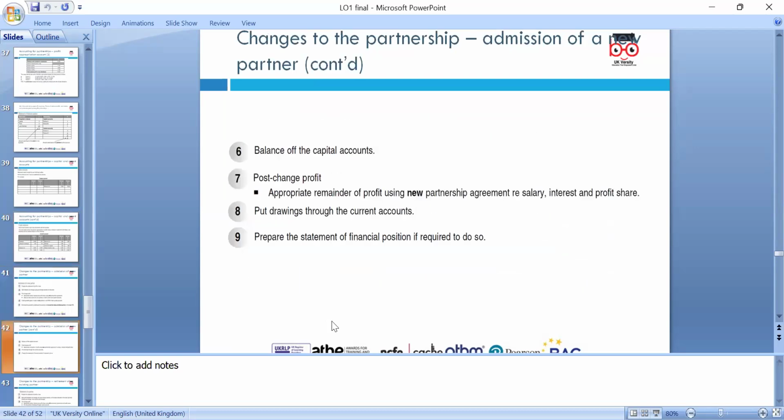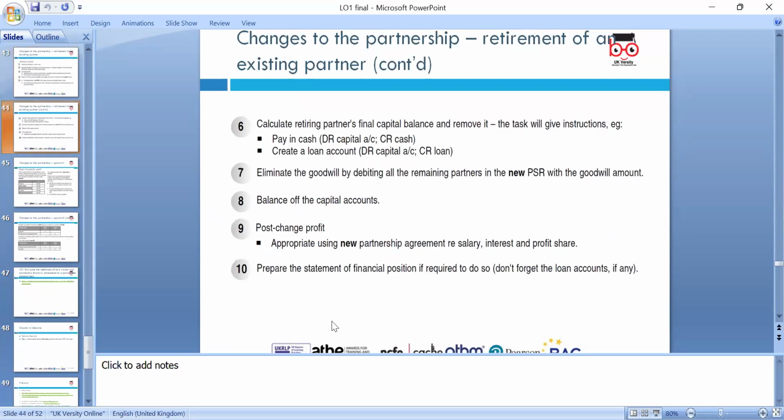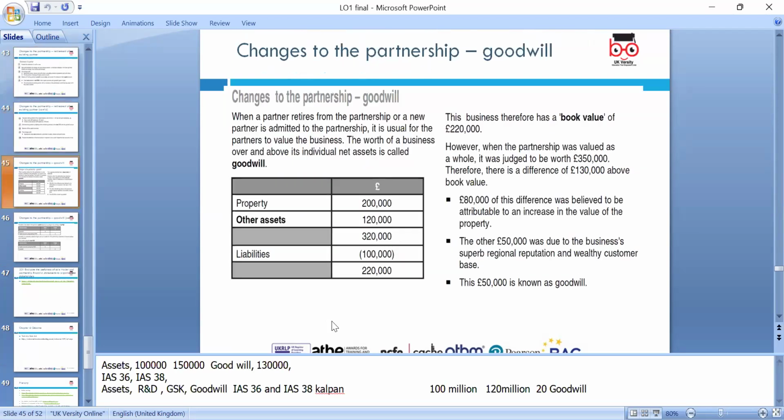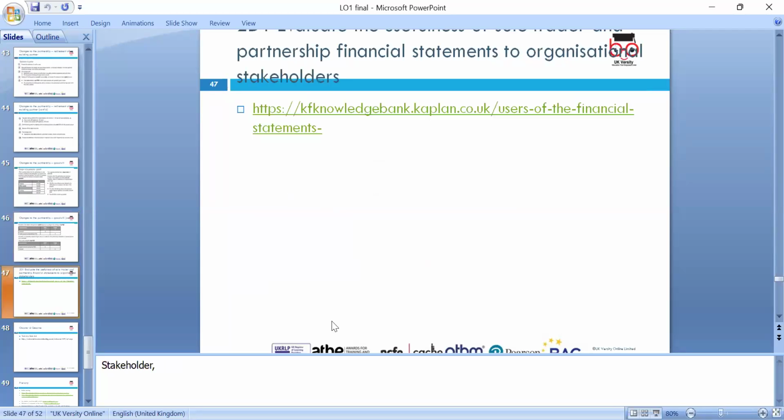These are the changes when we add new partners to the partnership. We can make adjustments if a partner retires or dies and is no longer there. Those are adjustments which we can highlight in our financial statement. Goodwill is the reputation of the company. For the old partners and the new partners, we need to look at it and make adjustments. So please, I included some links there.